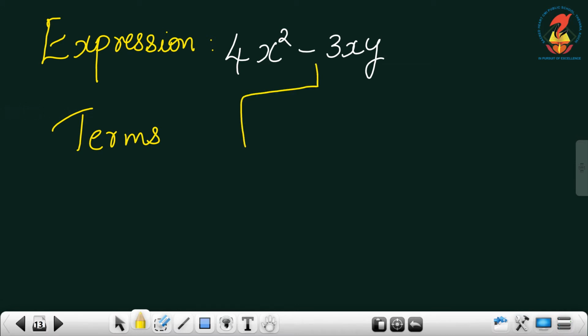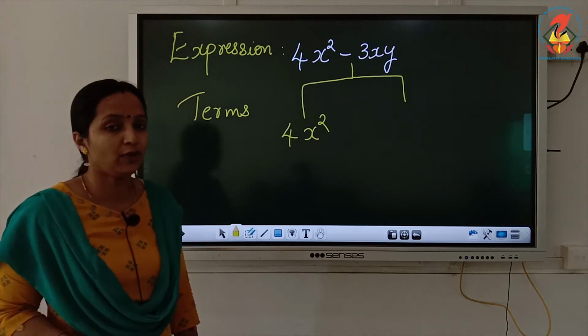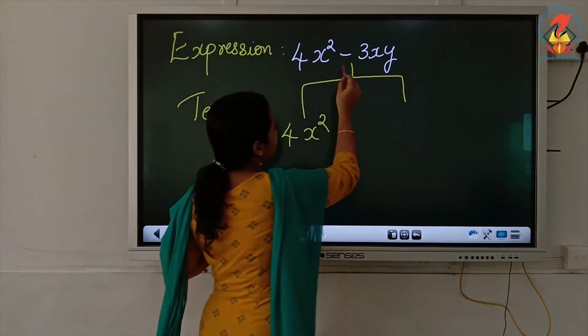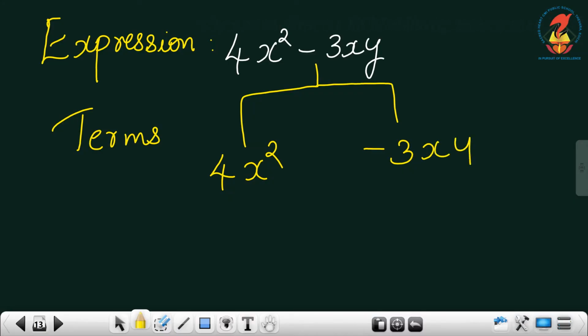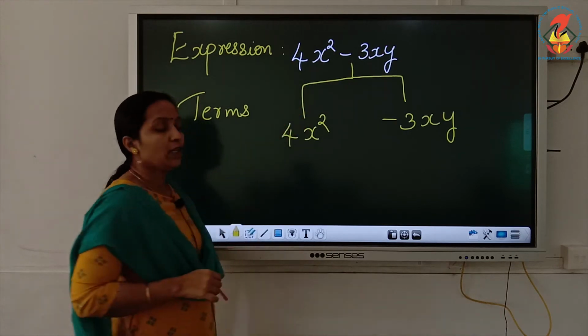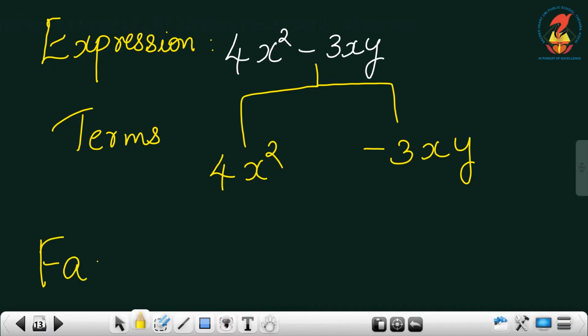Which are the terms of this expression? 4x square is the first term, and I have told you terms are added to form an expression. That means the negative sign belongs to the next term. So, negative 3xy. Terms we are representing by using continuous lines. Now, we have to write the factors of each term. Factors we will represent by using dotted lines.